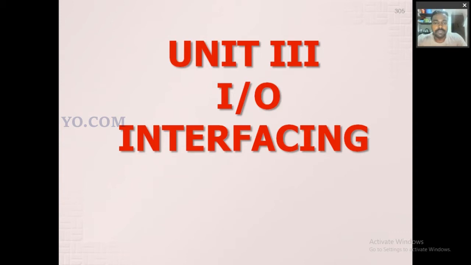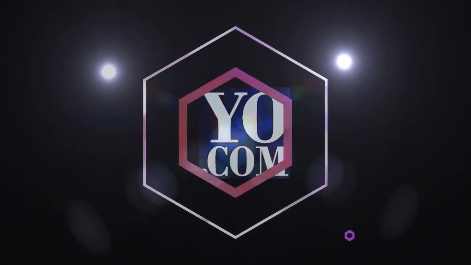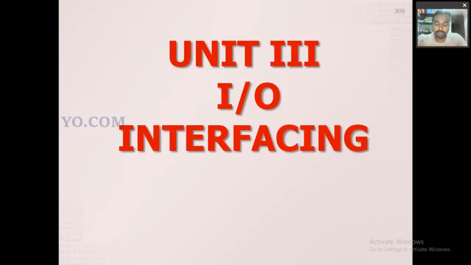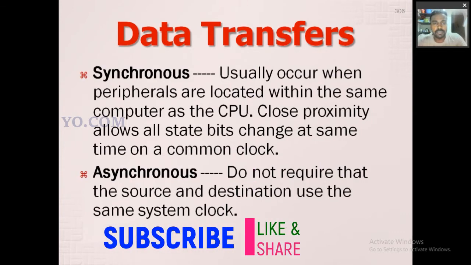Okay, let us see. First one, the data transfer. So before the data transfer, we must know why we need I/O devices for the 8086 microprocessor.